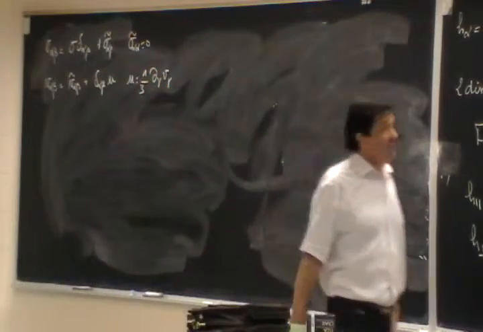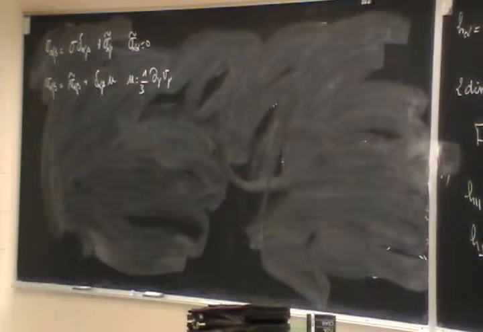Why do I do that? Because I told you I have only two tensors. This one is diagonal, and this one is traceless. So the diagonal parts have to be proportional to that, and the traceless parts have to be proportional to that. So I won't even mix these two tensors here.